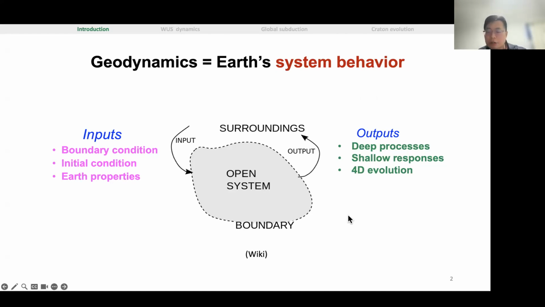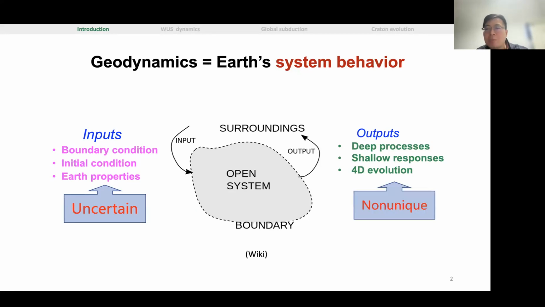So then what is an Earth system? This is a general way of describing a system. For the Earth system especially, the problem is that the inputs usually have uncertainties, and correspondingly, the output may have non-uniqueness, right? This is actually a very common problem for Earth problems.